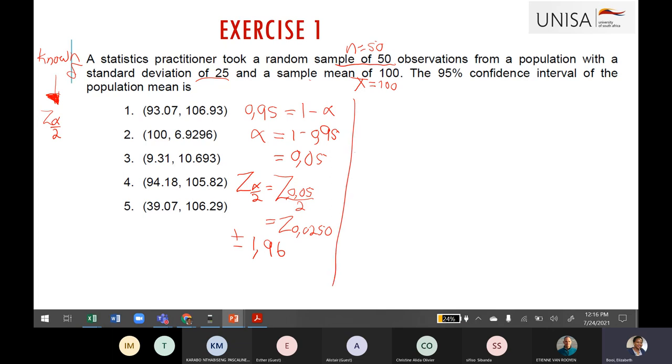Then, since we need to construct a confidence interval, we use the formula X bar plus or minus the critical value Z alpha divided by 2 times the standard error, which is the population standard deviation divided by the square root of N. So our X bar, you said it's 100, isn't it? Plus or minus your critical value, you said it's 1.96. Your standard error, population standard deviation 25 divided by the square root of N, N is 50. Do the calculation. You can first do the calculation for the margin of error.